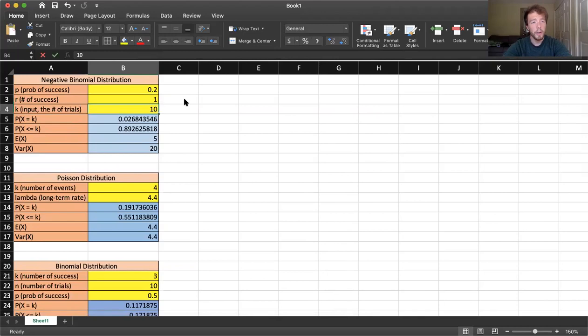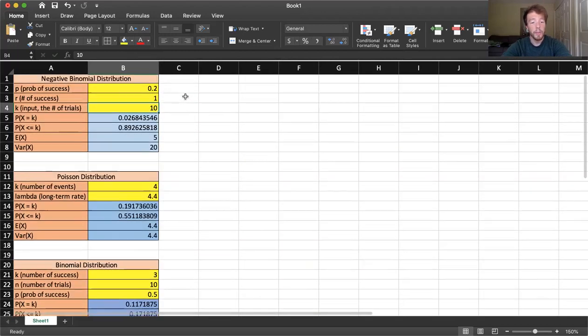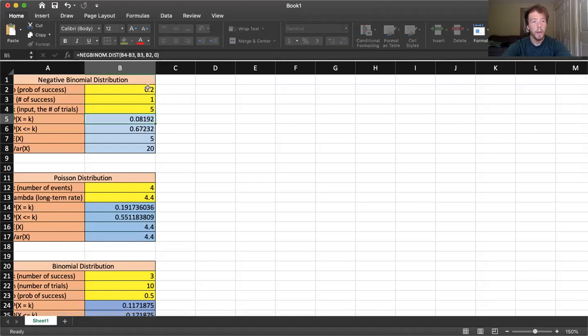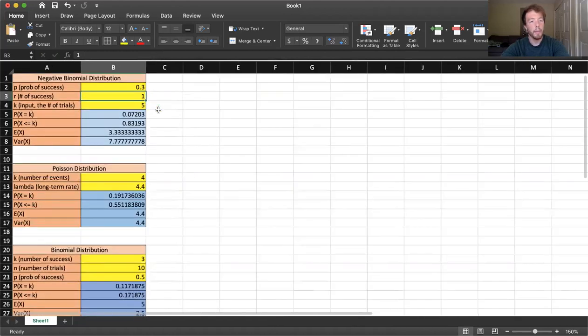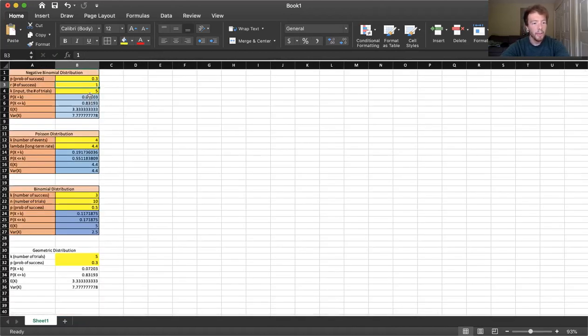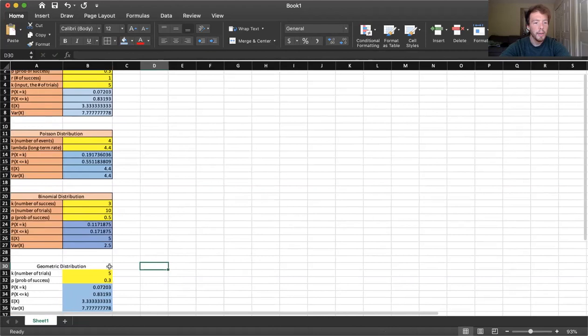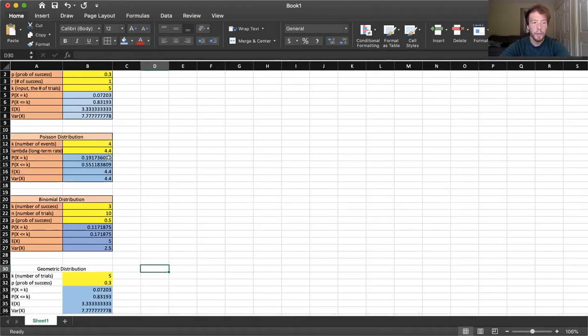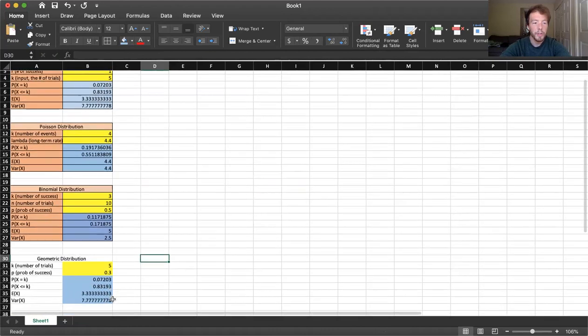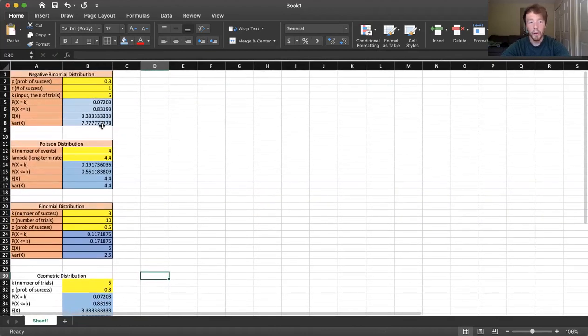So if I go back up to here and type in, okay, I only want 1 success out of 5 trials, and probability of success is 0.3, you should note, and maybe I should zoom out a bit to see this, that the probabilities here are the same. The probability of x equals k is equal for the geometric and the negative binomial. The cumulative is equal, and the expected value and variances are also equal. So this is just reiterating the point I made in class, that the negative binomial is a generalization of the geometric distribution.